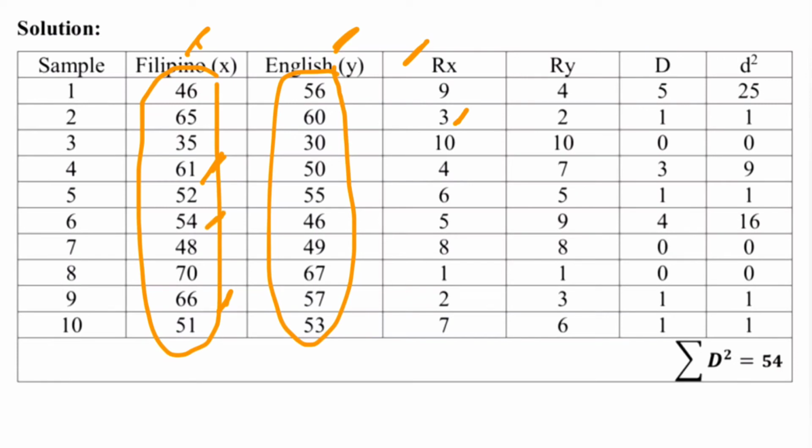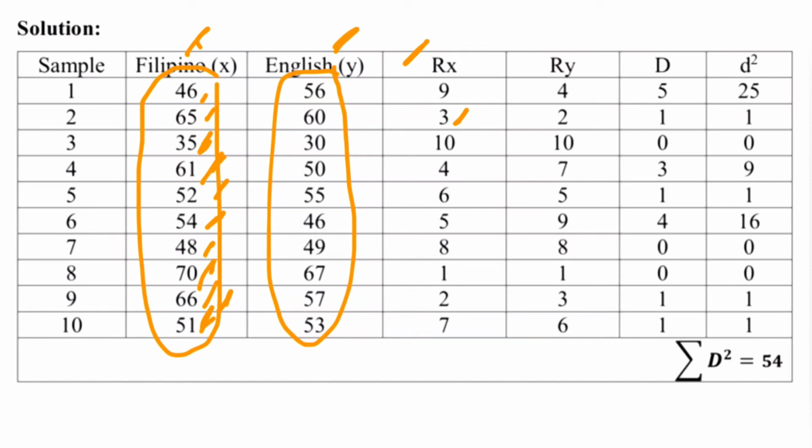Ang pang-6 ay 52. Ang pang-7 natin ay yung 51. Pang-8, okay, ay 48. And pang-9 natin ay yung 46. And then lastly, yung 35, yung pinaka-lowest. Okay, nakuha na natin lahat, ano? Nakuha na natin yung rank ng X.